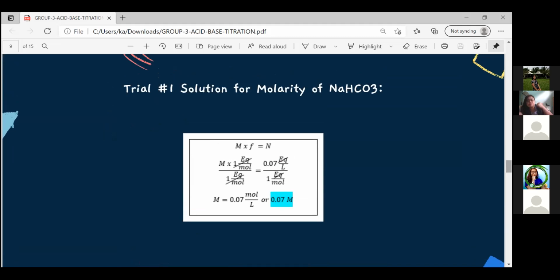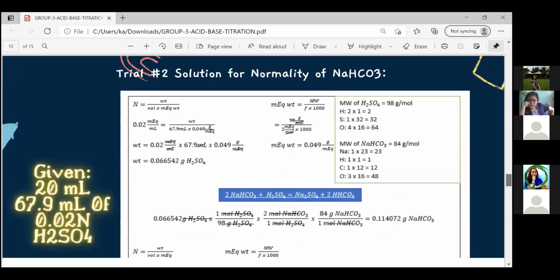Next. And for the molarity of trial 1, we have here M times F equals N. So M times 1 H, then equals 0.07 EQ per liter. Then we divide both sides by 1 EQ per mole so that the 1 EQ per mole cancels. Then we have 0.07 EQ per liter divided by 1 EQ per mole. We have 0.07 mole per liter or 0.07 molarity. That's for trial 1.